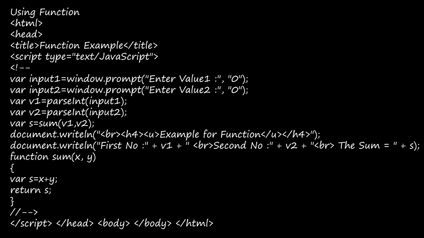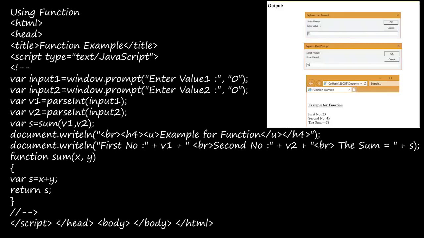So for that, on the output side, you will get one prompt dialog box, right? And then again, input 2 is equal to window dot prompt of enter value 2. So for this, you will get another dialog box. And whatever you are entering here will be saved. See, input 1 is parse int, saved in variable v1 is equal to parse int input 1. So if you are entering this value as a float, or with a decimal point also, it will just consider the integer without the decimal point.